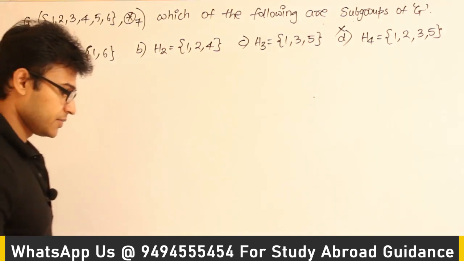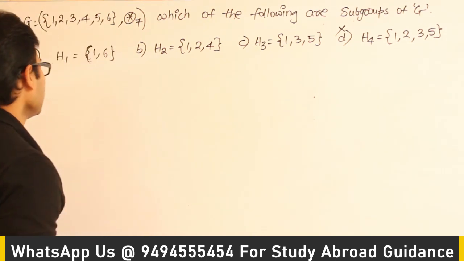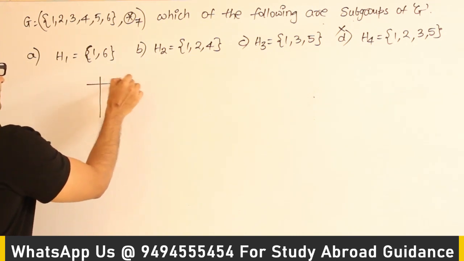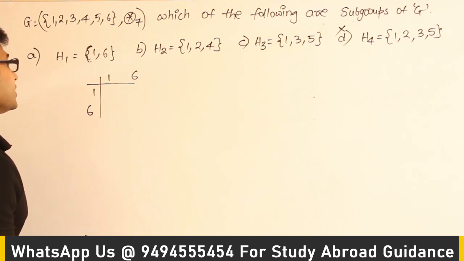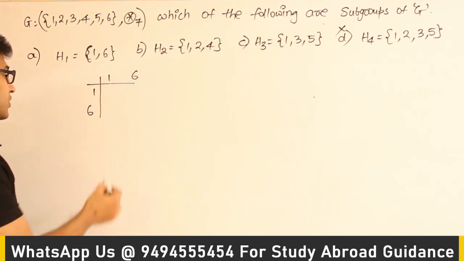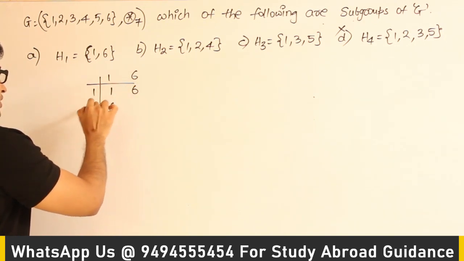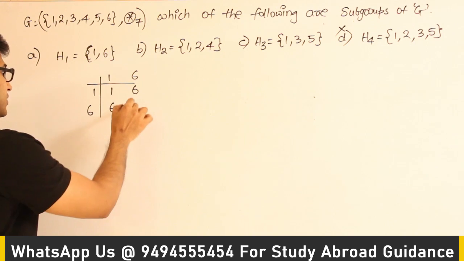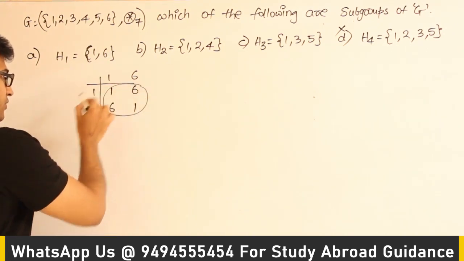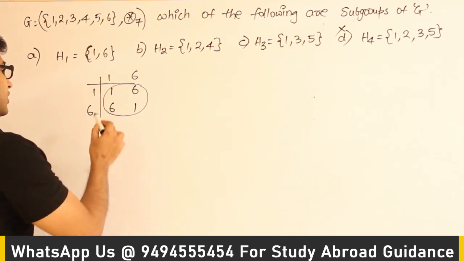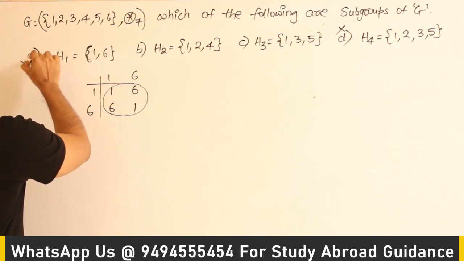What does it mean? You have to look at the closure property, right? For that, we have to construct the composition table. 1, 6. Sorry, it is multiplication, right? Multiplication modulo 7. 1 into 1 is 1, and 1 into 6 is 6, and 6 into 1 is 6. 6 into 6 is 36, and 36 modulo 7 is 1. Therefore, whatever operation you apply, we are going to get elements which are present in the same set. So this is going to be a subgroup.